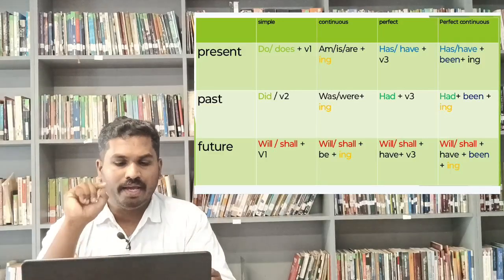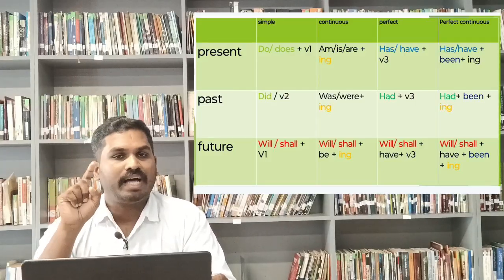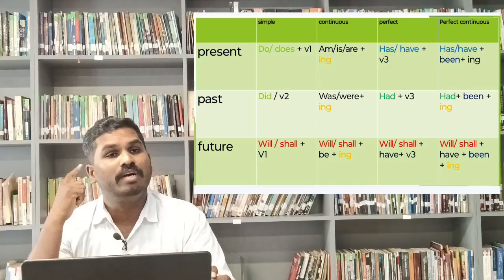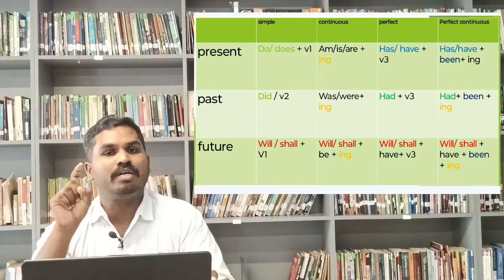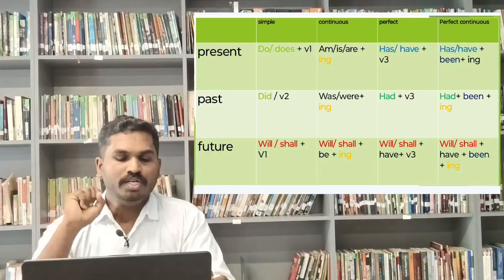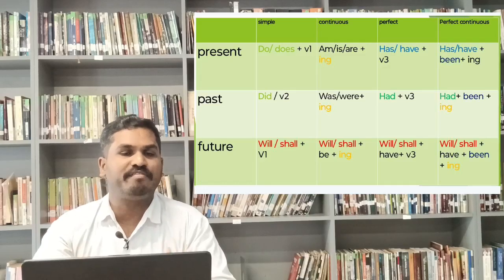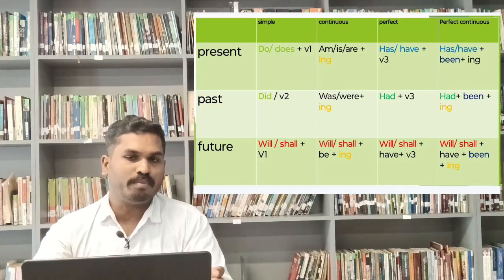So I remark that you have to remember the ing form with the continuous. When you hear the term continuous, you have to remember ing. When you hear the term perfect, you have to remember has or have. So in the future continuous tense, it uses the parent form be with will or shall, and also the ing form.